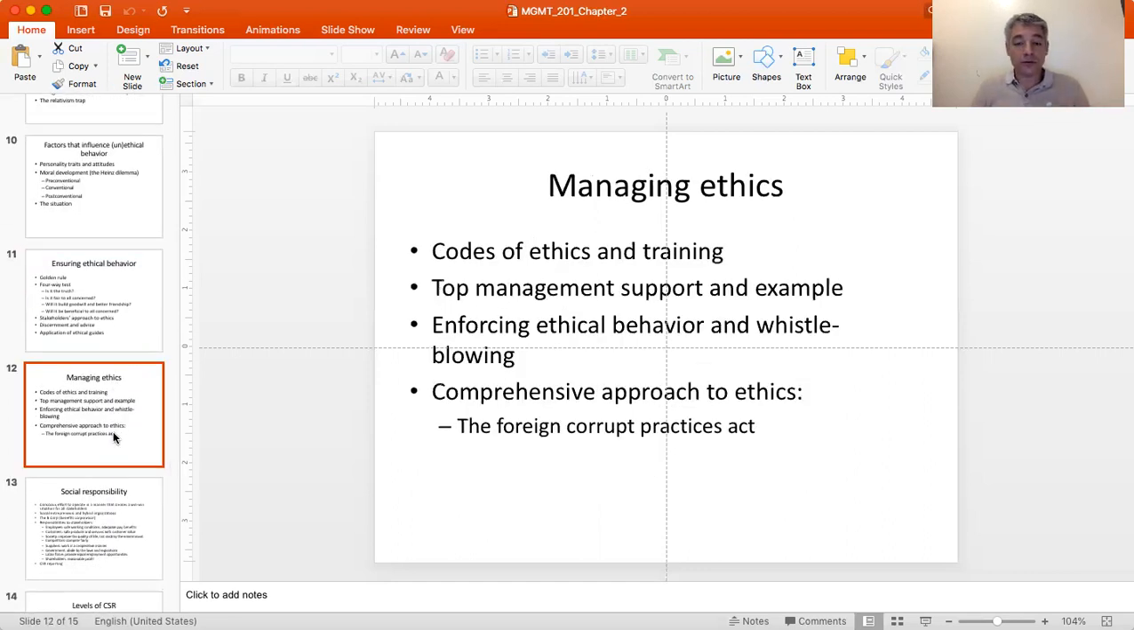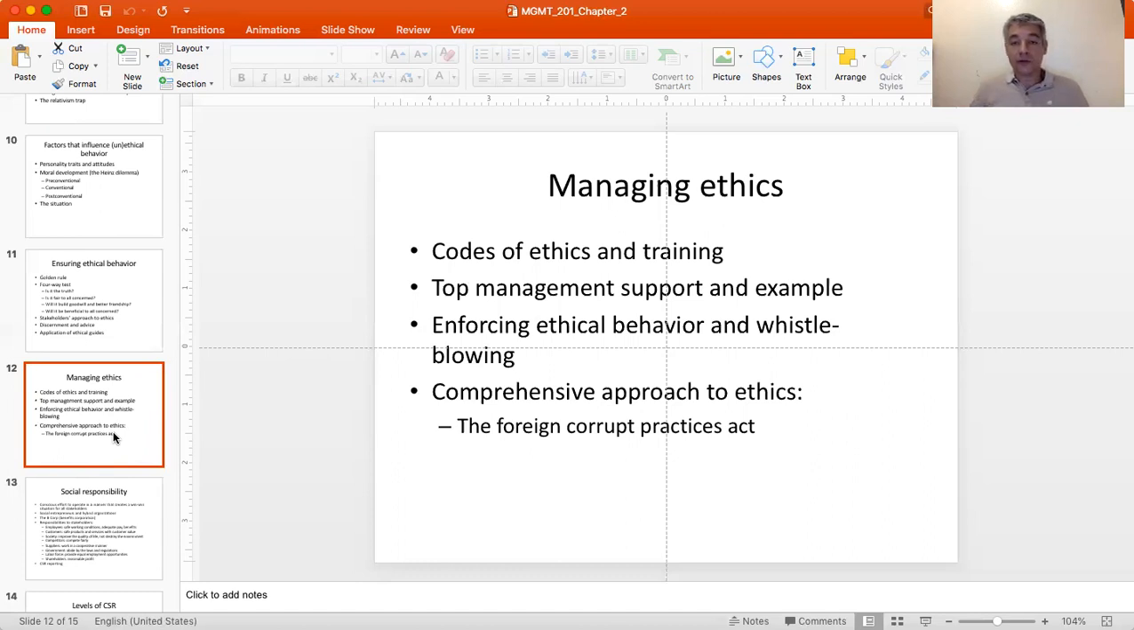Companies may create those codes of ethics, which is kind of like those guidelines. They do provide training on ethical behaviors to their employees, where they identify potential problematic areas and suggest certain kinds of behavior depending on the challenges that the employee faces.